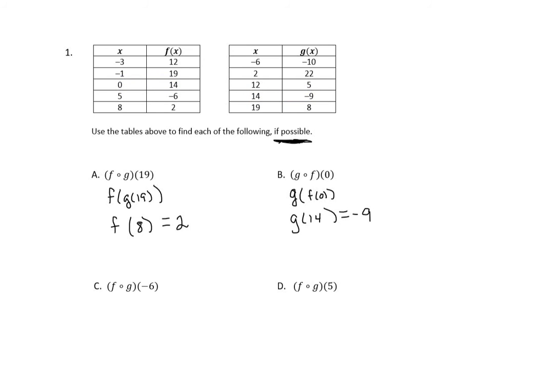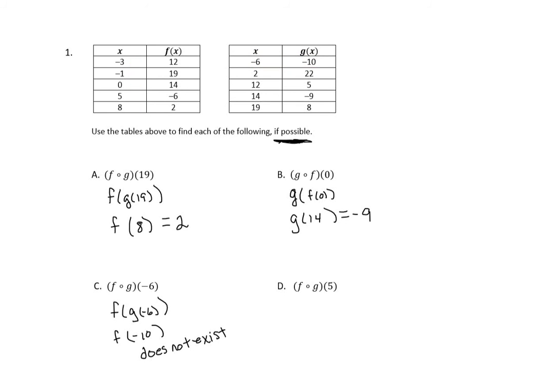Okay, problem C, f of g of -6. Another way to write that is f(g(-6)). So I'm putting -6 into the g function. -6 goes into my g function and I get out -10. Now I want to find f of -10. So I put -10 into my f function, and looking at all of these values for x, I don't have a -10. So this answer does not exist.